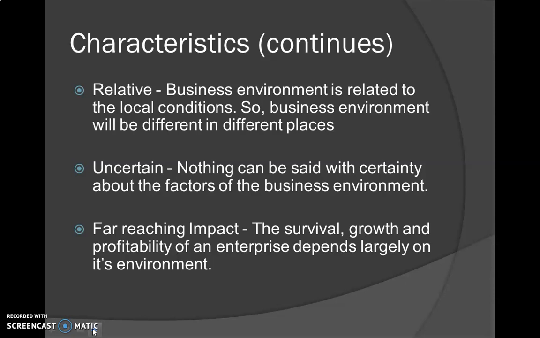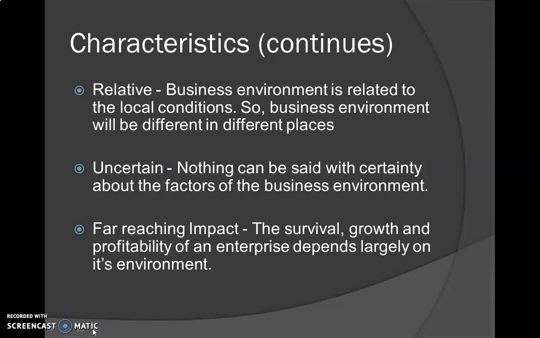Next characteristic, uncertain. It is one of the major characteristics of business environment. Business environment is uncertain because we cannot predict what is going to happen tomorrow with certainty. So it is always uncertain. Anything can happen in the future. It cannot be predicted confidently. We can make some predictions, but with certainty we cannot say anything about the future. That's why we say business environment is uncertain.